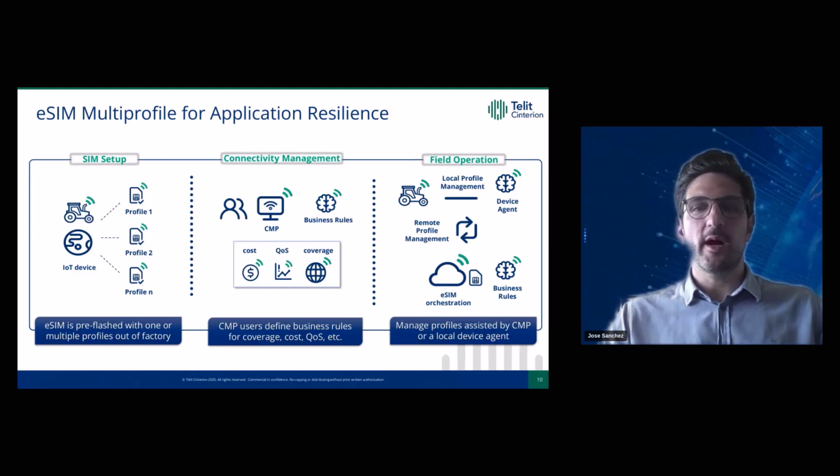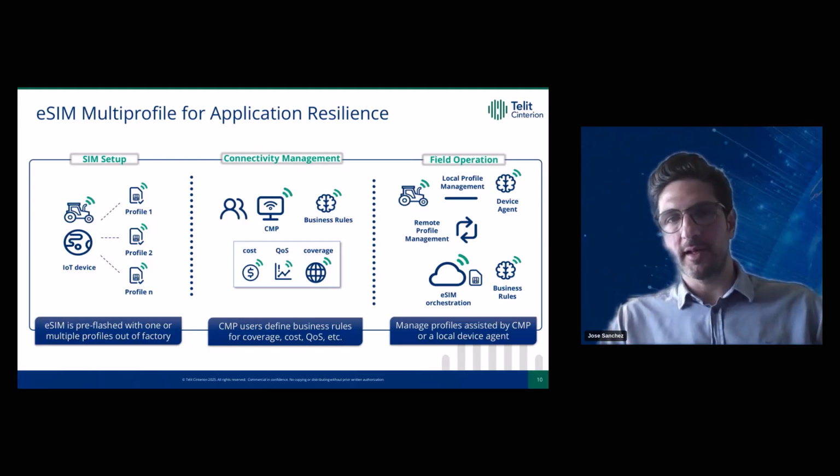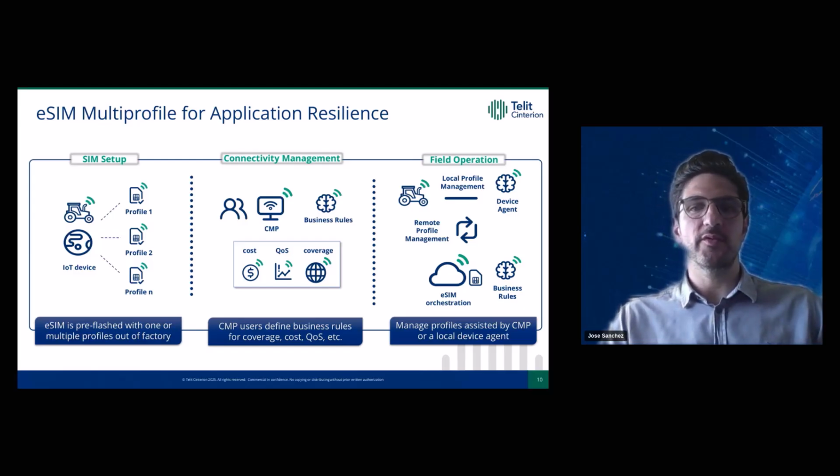So based on what is the priority for your application, you can define business rules and can then allow the CMP platform to manage that profile remotely and automatically based on the rules that you have already set up in advance. With this, you can achieve application resilience.